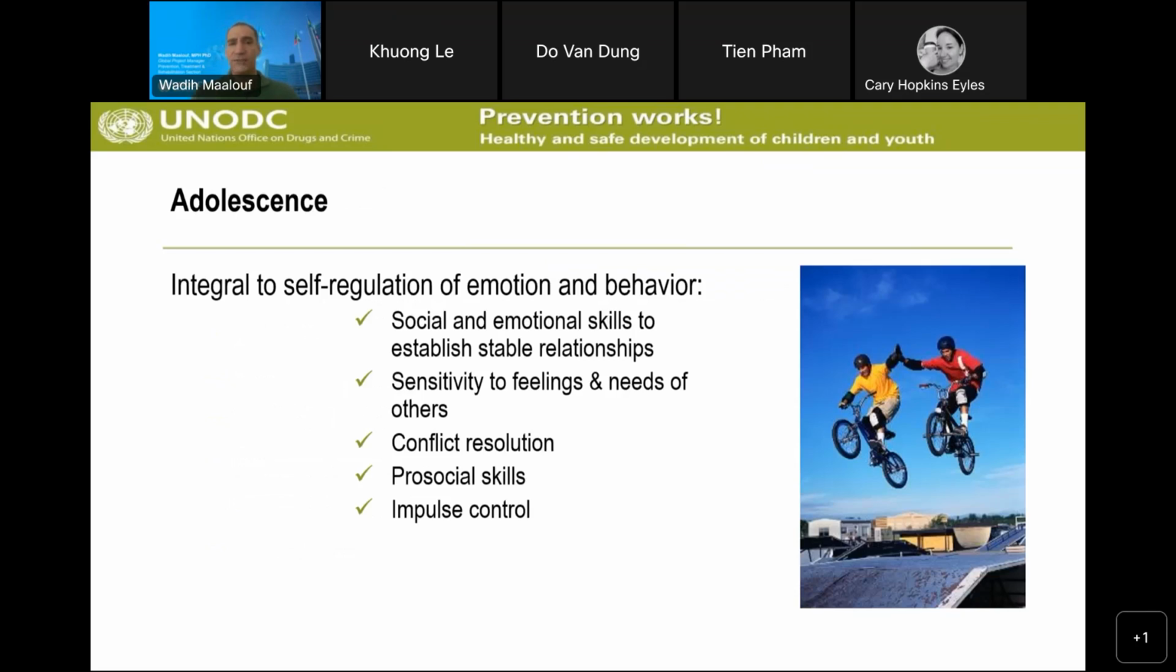And then you move to adolescence, and this is an age where, of course, the child is no longer a child, not an adult yet, but contemplating what is an adult and how to react to the pressure of other peers and sometimes adults. How to have your own social-emotional relationship building, how to be sensitive to the needs of others, how to resolve conflict, pro-social skills and impulse control, how to have resistance skills if somebody puts you in a risky behavior, how to say no.